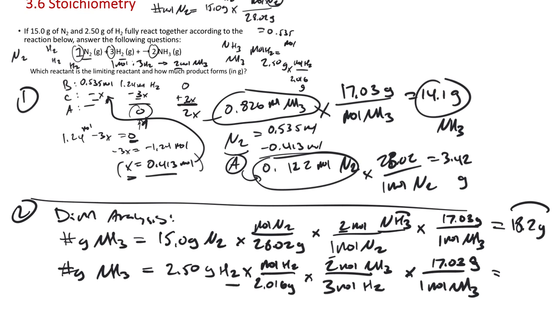So we went through it a second time with the other reactant, so 2.5, divide by 2.016, times 2, divide by 3, and then times 17.03 gives me 14.1. And so when I get these two answers here, I have to choose the one that's lesser because when I hit 14.1 grams, I run out of hydrogen. So at the 14.1 gram point, our H2 has been completely consumed, it's gone to 0.